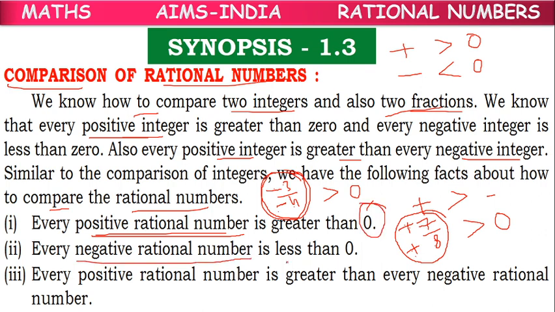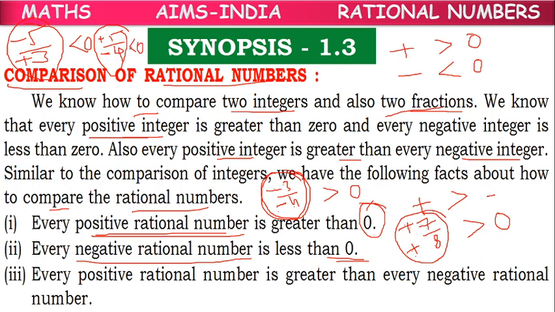Every negative rational number is less than 0. So negative rational number means minus 5 by 3. So numerator will be having minus, denominator will be having plus. This is negative rational number. Its value will be less than 0. Or we can take one more example, 5 by minus 4. Here numerator is positive, denominator is negative, but both are having opposite signs. So this is also an example of negative rational number, means it is less than 0.